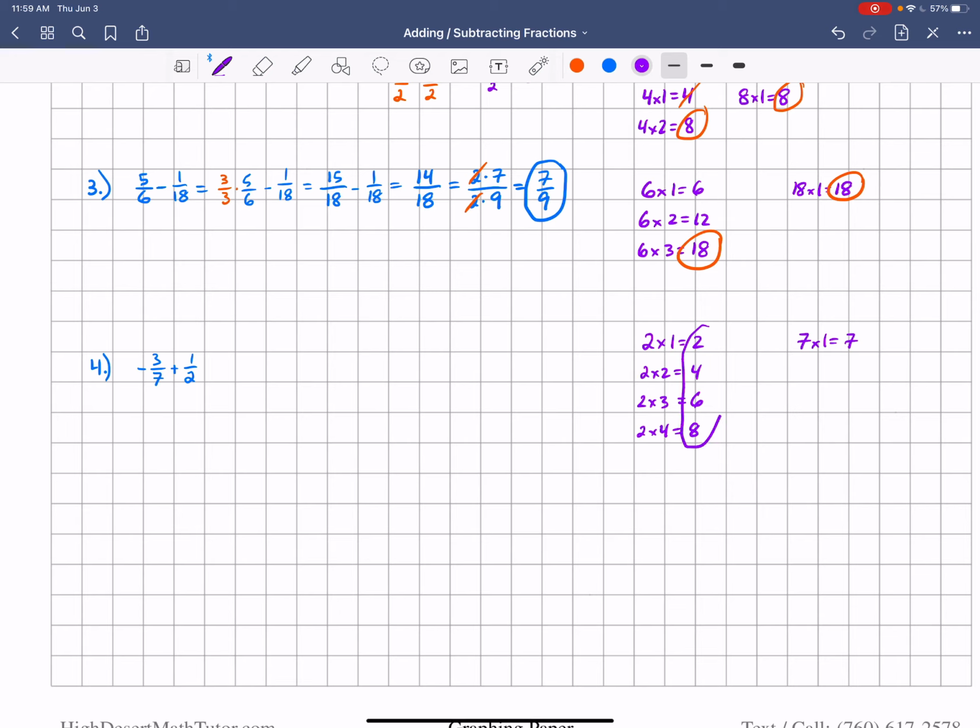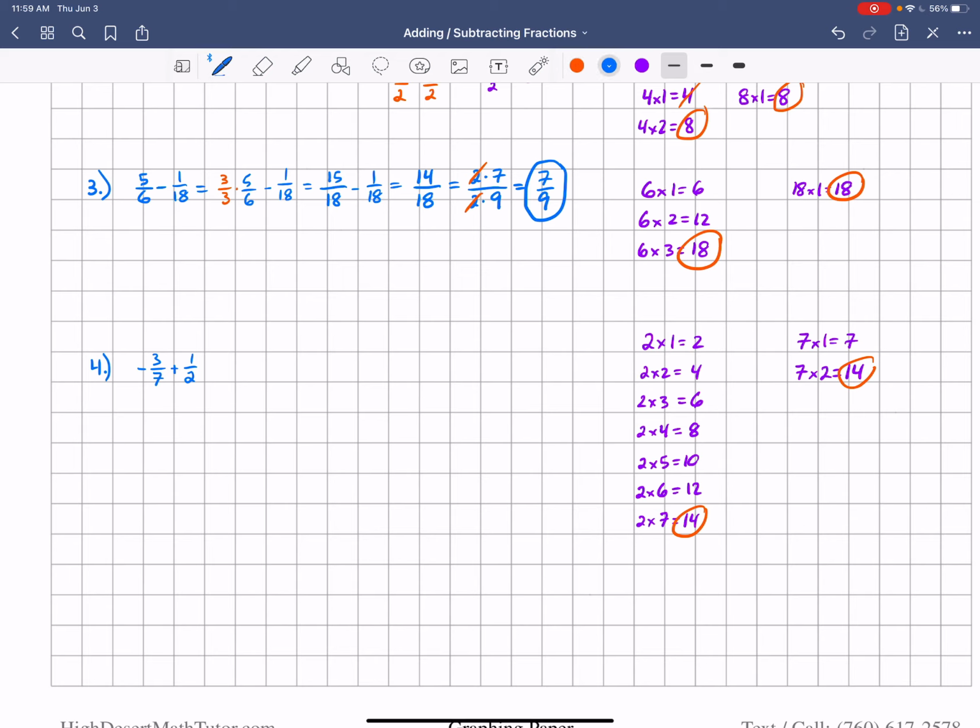So none of these multiples of 2 are equal to 7. So none of these work. So we're going to have to take 7 to a larger multiple, so 7 times 2 is 14. Now let's keep working our way up with the multiples of 2. So 2 times 5 is 10. 2 times 6 is 12. 2 times 7 is 14. So there, we found a common multiple of 7 and 2.